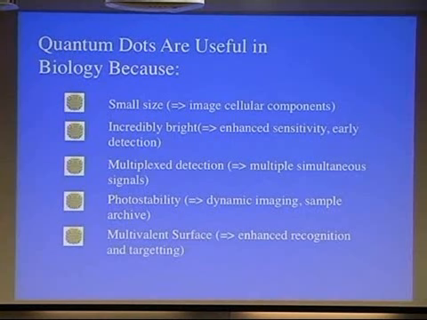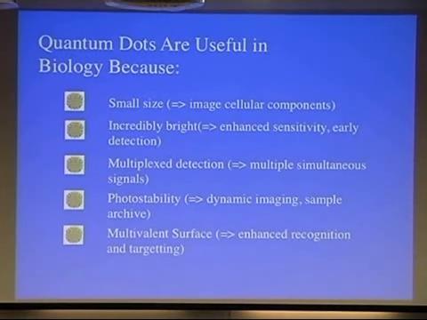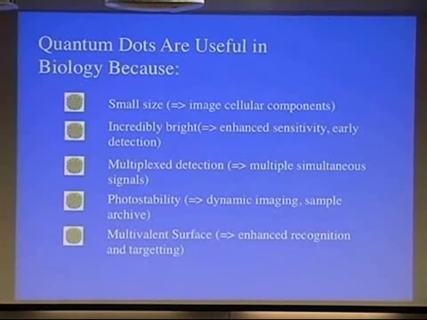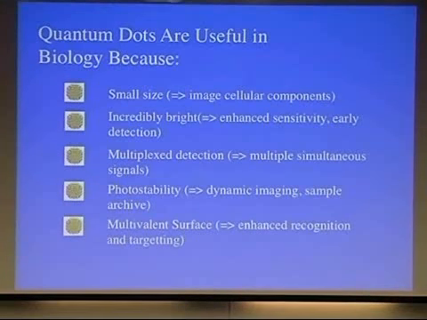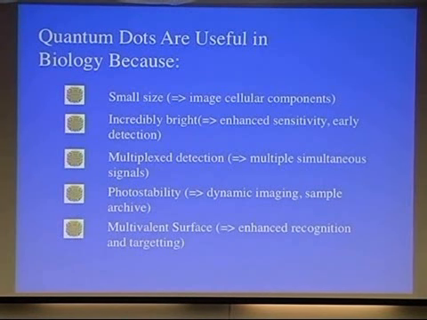So here's why they're good in biology. These tiny little crystals are small compared to the size of cells. We can make them so that they're incredibly bright. And if they're really bright, that might give you a new way for early detection of disease, and I'm going to show you an example. All of those different spectra, you can pick a different size and you get a different color. So if you want to look at a bunch of things at the same time, just pick 3 or 4 sizes and you can follow stuff at the same time.